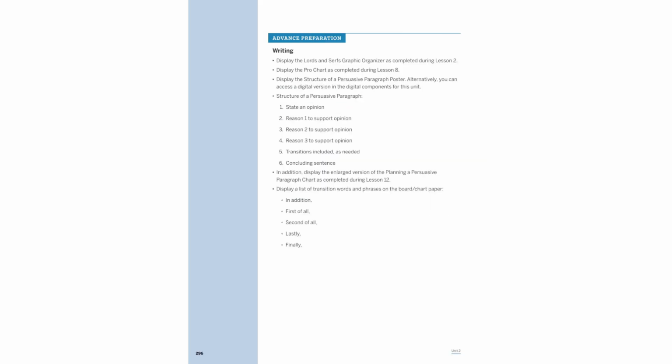To craft a persuasive paragraph, start by stating your opinion clearly. Support it with 3 reasons, each introduced by transition phrases like "first of all" or "in addition." Ensure smooth flow with transitions, and conclude with a strong closing sentence. Use the Lords and Serfs graphic organizer and pro chart for reference.